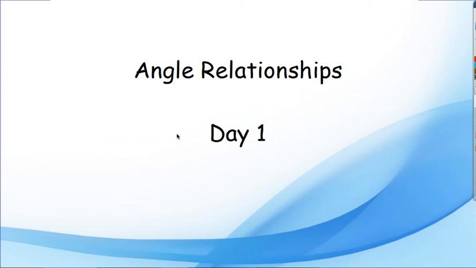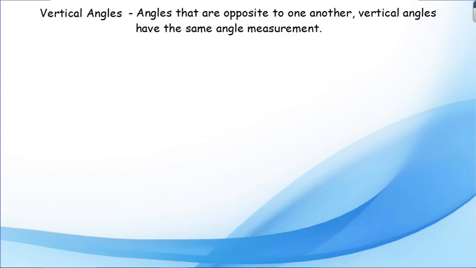Alright, so this is angle relationships day 1. So the first thing we're going to take a look at is vertical angles. A vertical angle is angles that are opposite to one another. Vertical angles have the same angle measurement.